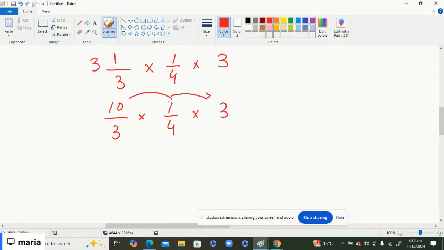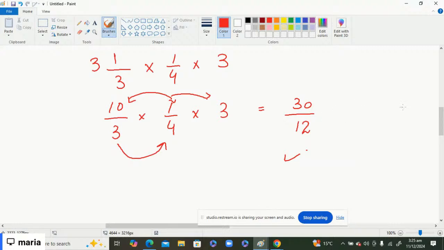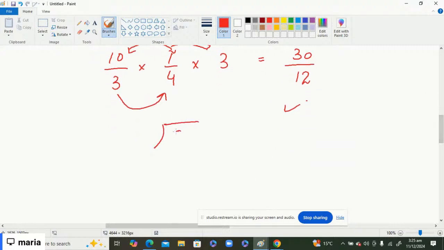Multiply the top numbers with each other. 10 times 1 is 10, 10 times 3 is 30. So 4 times 3 is 12. 30 over 12 is your answer. Let's check. Again dividing, you are going to divide 30 over 12. 12 times 2 is 24. How much is left? 6. So the answer is 2 into 6 by 12.